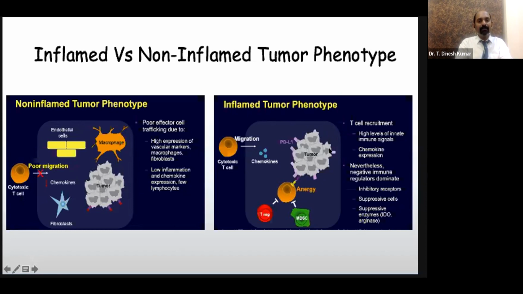Whereas in an inflamed tumor phenotype, these cytotoxic cells have the ability to migrate inside, and then they have the ability to cause toxicity to these tumor cells and cause their elimination. But unfortunately, here also tumors have found an alternative mechanism to escape this T cell.